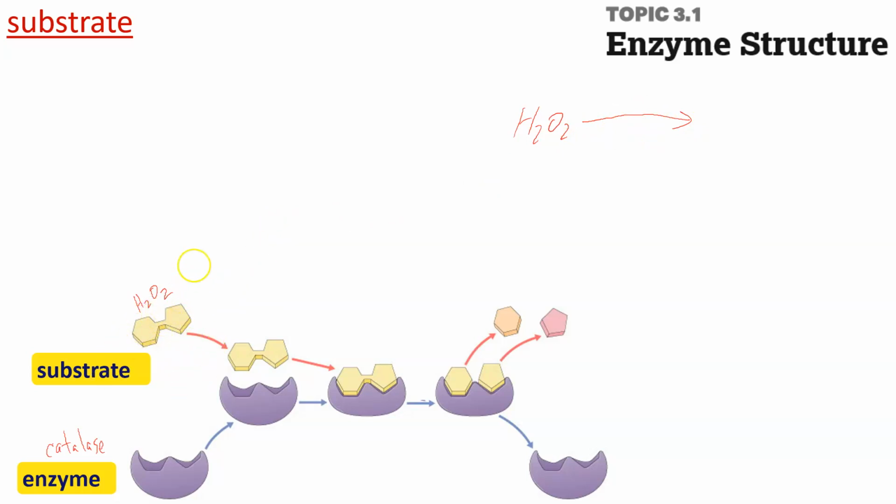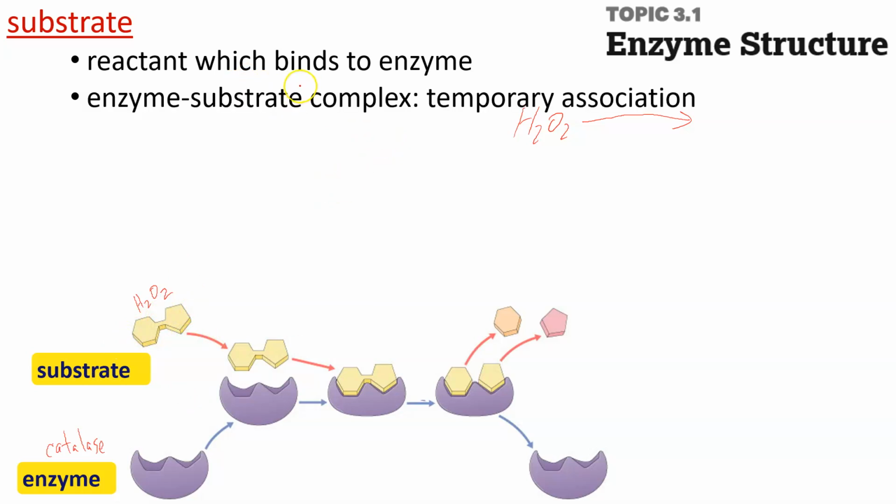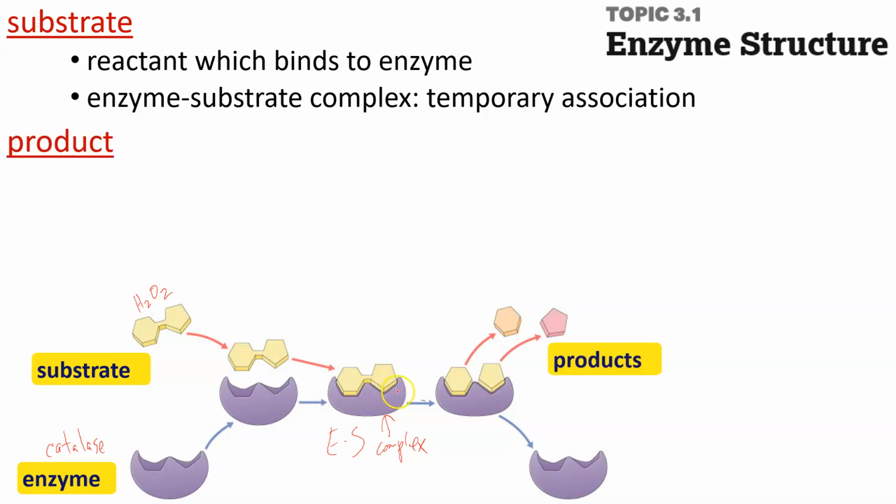Substrate is what enters the active site. This is what binds to the enzyme. The enzyme substrate complex, which is the ES complex, is this right here. What this means is, and I'm going to erase this real quick, I'll draw this formula again when I have some more room over here. Enzyme substrate complex is the temporary association of enzyme with the substrate. Substrate enters, it's bonded to the enzyme. This is the enzyme substrate complex.